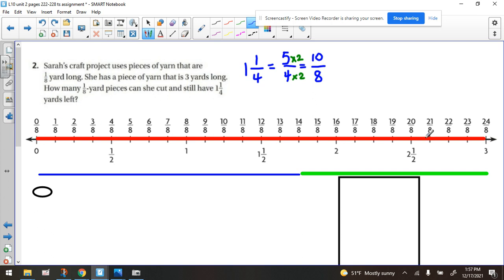The red line here represents the 3 yards of the yarn, which, by the way, is equal to 24/8. And why are we choosing a number line with eighths? Because this is broken up into eighths.